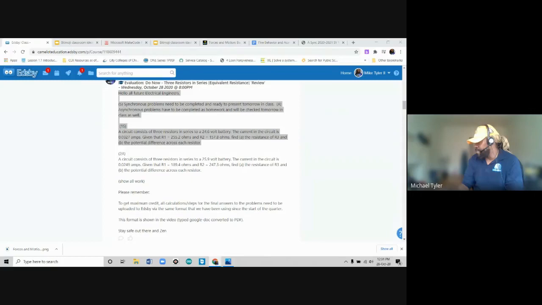So it basically says a circuit consists of 3 resistors in a series circuit, right? To a 24.6 volt battery. The current in the circuit is 0.0327 amps, given that R1 is equal to 255.2 ohms and R2 is equal to 157.8 ohms. Find A, the resistance of R3, and B, the potential difference across each resistor. Now that's called voltage drop.